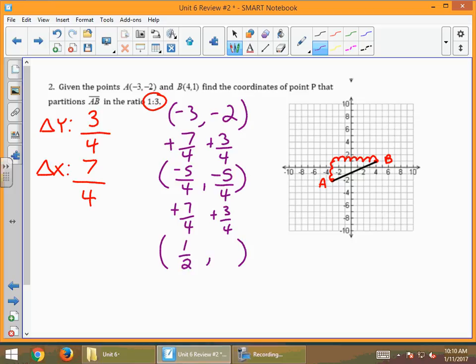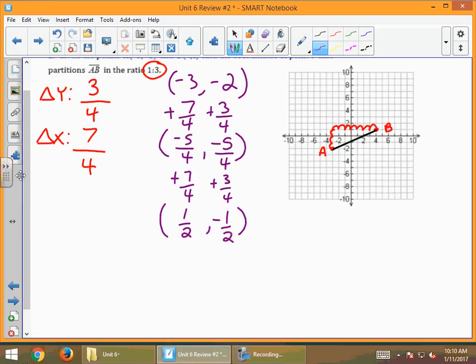Okay, cool. The next one over here, again, same common denominator. What's -5 plus 3? -2. -2 over 4 is -1/2. All right, let's change it a little bit. But again, that point is not the same as our second one. We have to continue on.